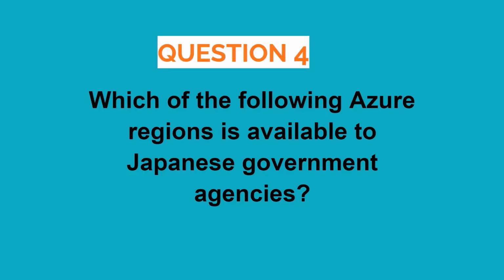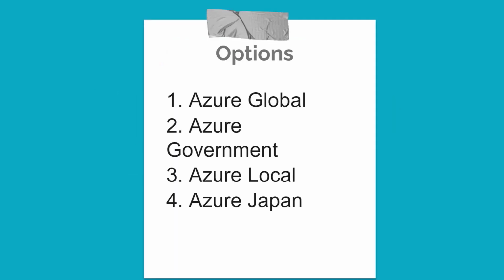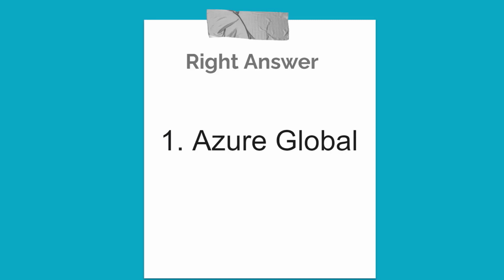Question 4. Which of the following Azure regions is available to Japanese government agencies? Option 1. Azure Global. 2. Azure Government. 3. Azure Local. 4. Azure Japan. Right answer is 1. Azure Global.